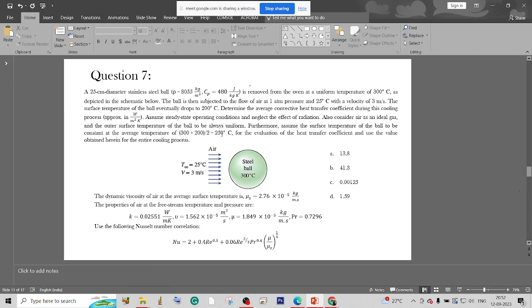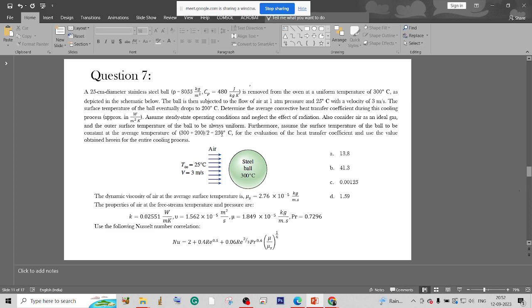So from there we can calculate the average heat transferred. 60.93 we are getting. How much? 609.3. Somewhere you have mistaken one point, so it will be 609.52. That is 250 minus 25, with h as 13.8, and the area is pi d square, where d is 0.25. So it will be 0.1963.